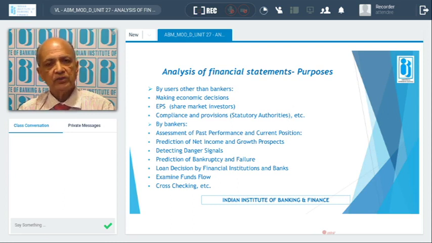If you take a stock market investor, he or she is concerned with what? EPS, earnings per share. That is what he always looks at. The person always looks at the financial statements to see what the EPS is, what the movement and the trend are. Based on that, he can take a call or make the proper investments. Then statutory authorities will see that the provisions have properly been made and that statutory compliance is taking place as required by the units concerned. These are the purposes other than those of bankers.